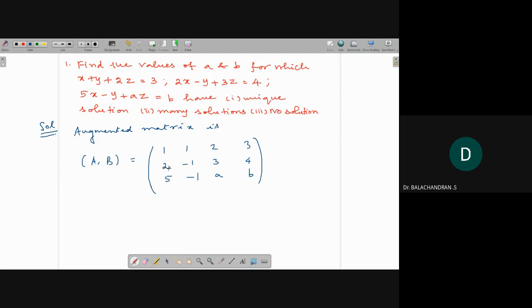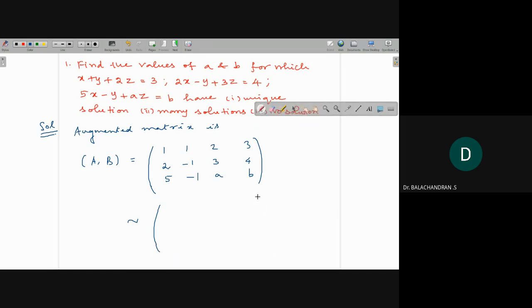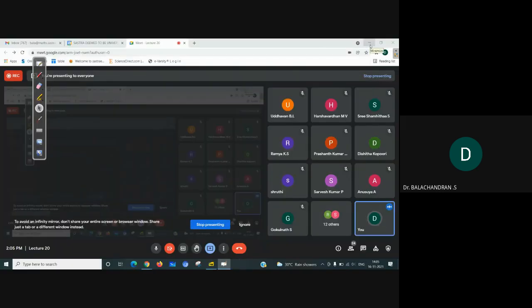So we need to convert these two elements to 0. So this is equivalent to, I don't disturb the first row, 1, 1, 2, 3. So what is the operation we need to use?